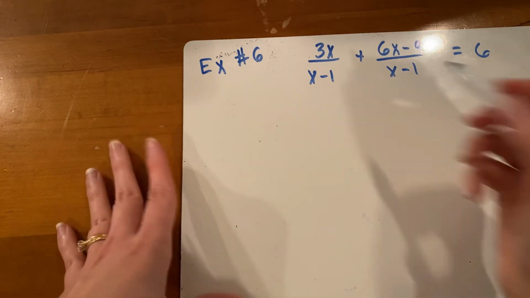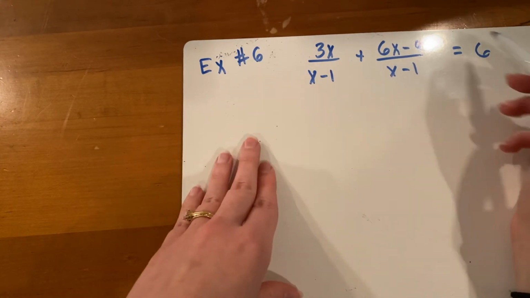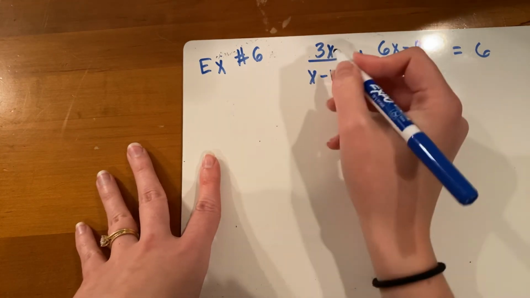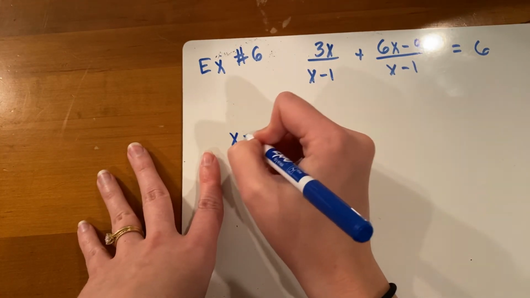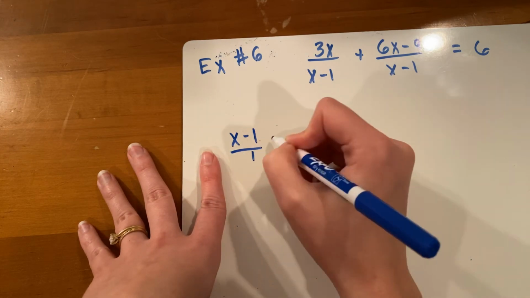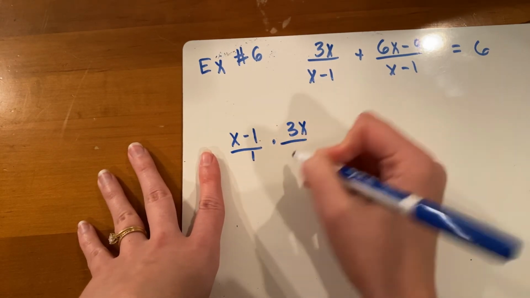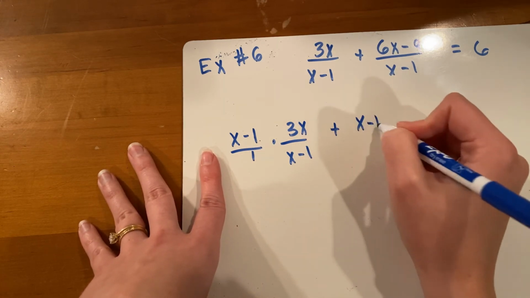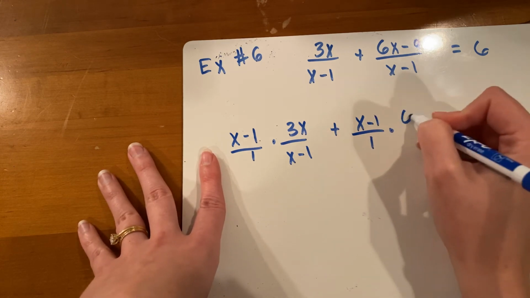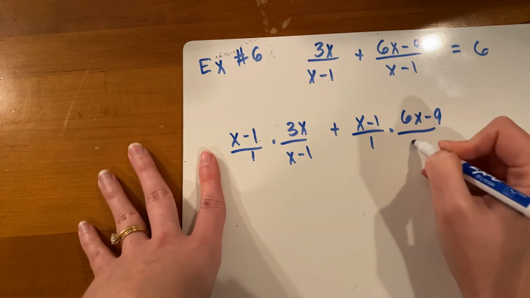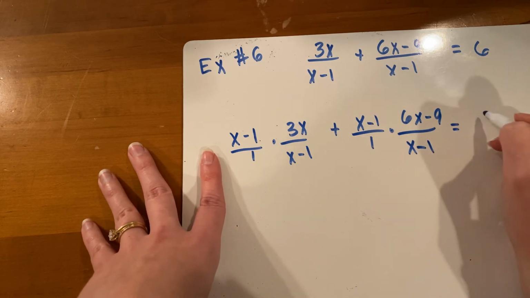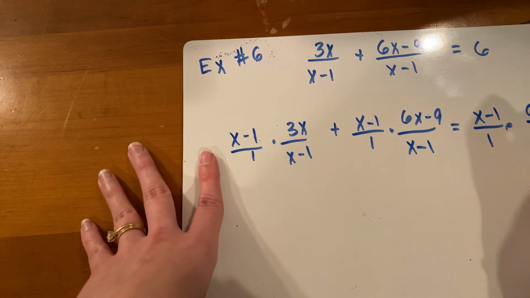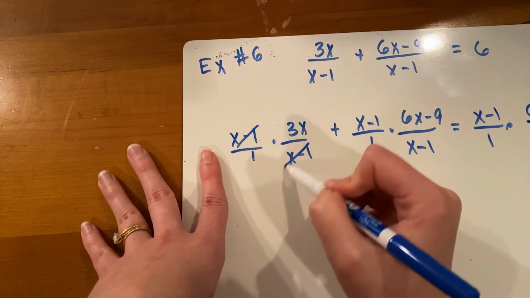But regardless, we're still going to go through the process of multiplying my entire equation by x minus 1. So if my original problem is 3x over x minus 1, I'm going to do x minus 1, again that's over 1, times 3x over x minus 1 plus my least common denominator of x minus 1 over 1 times my second term, 6x minus 9 over x minus 1, is equal to least common denominator times 6 over 1. And now I'm going to cancel out all of my denominators.